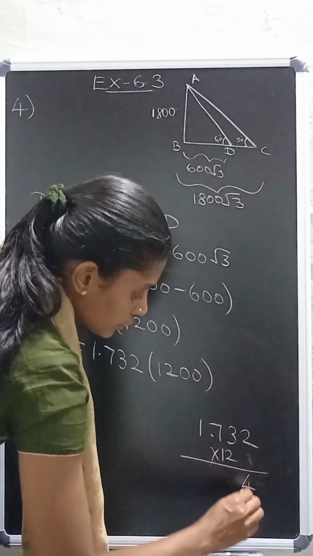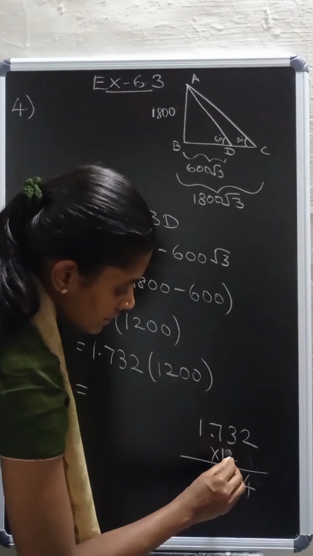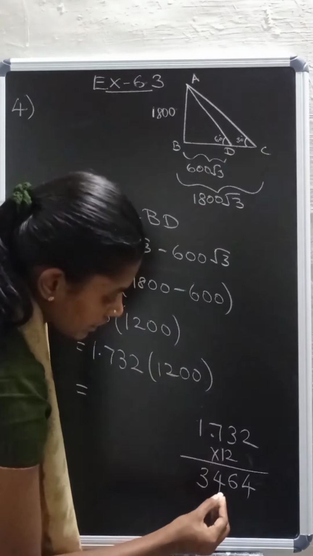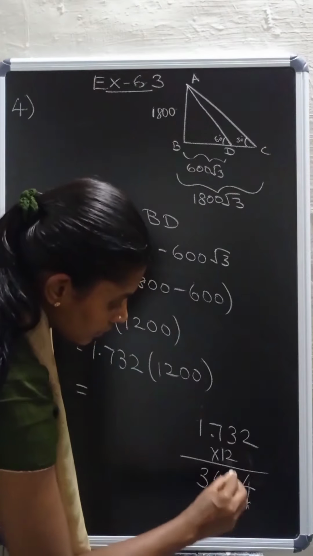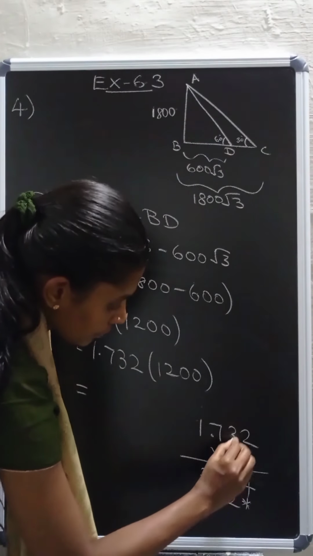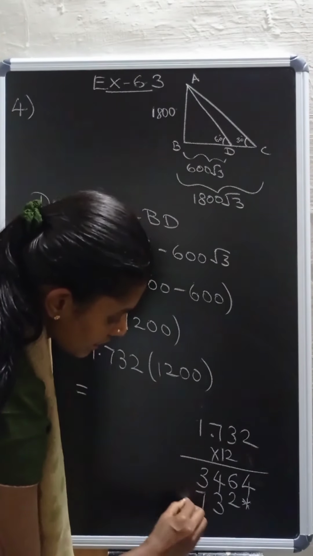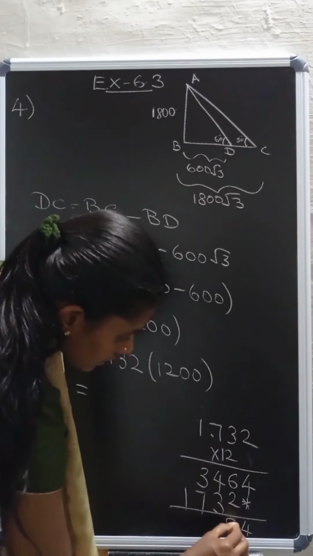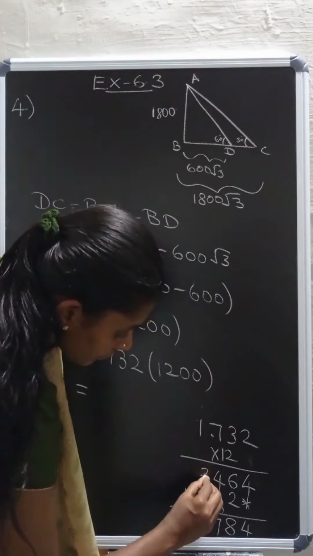2 2s are 4, 2 3s are 6, 2 7s are 14, 2 1s are 2, 3. Next, 1 2s are 2, 1 3s are 3, 7, 1, 4, 6, 7.